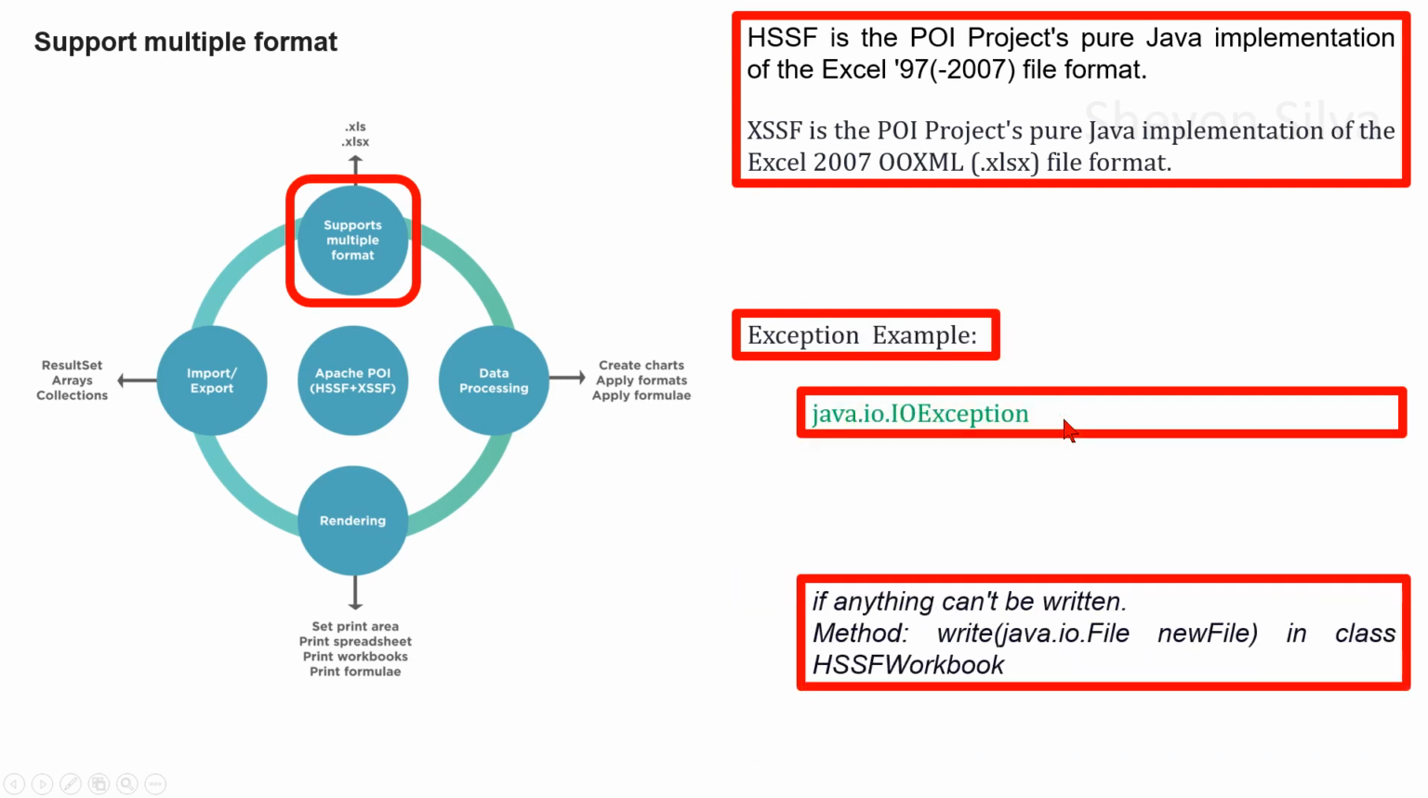As an exception example, we can consider java.io.IOException. It is thrown if anything can't be written, in the write(java.io.File) method in class HSSFWorkbook.